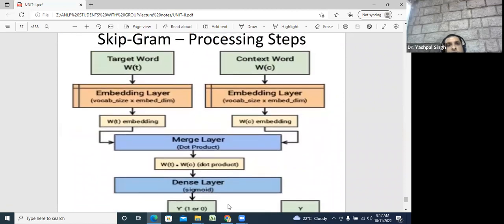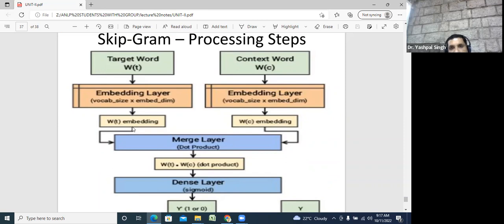So how will the things be going on there? First we will go through w t, the target word, and the embedding layer will be there. We have already discussed the embedding layer. On the other hand, we are using the context word, and the same thing we will do with the embedding layer, of vocab size.